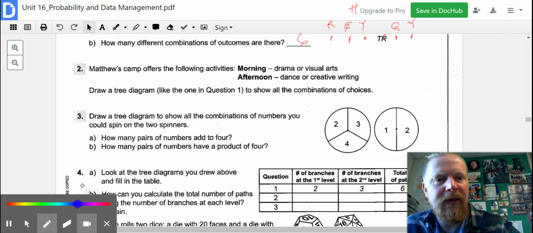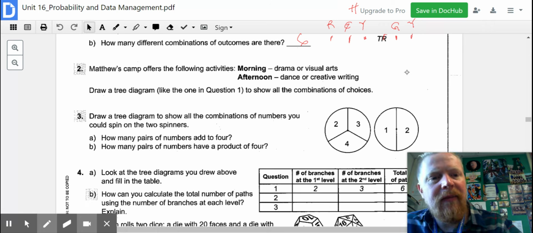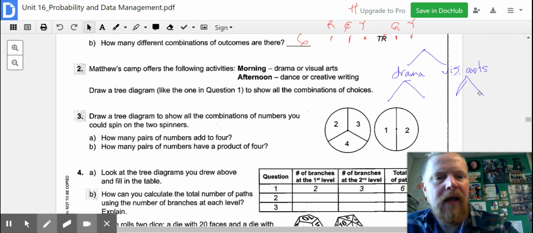I changed my pen color to blue just so it's separate from number 1. So in my tree, I've got 2 options. In the morning is drama or visual arts. In the afternoon, I've got two options, dance or writing. Creative writing. I'll just call it writing. That's pretty sloppy, but there you can see it.